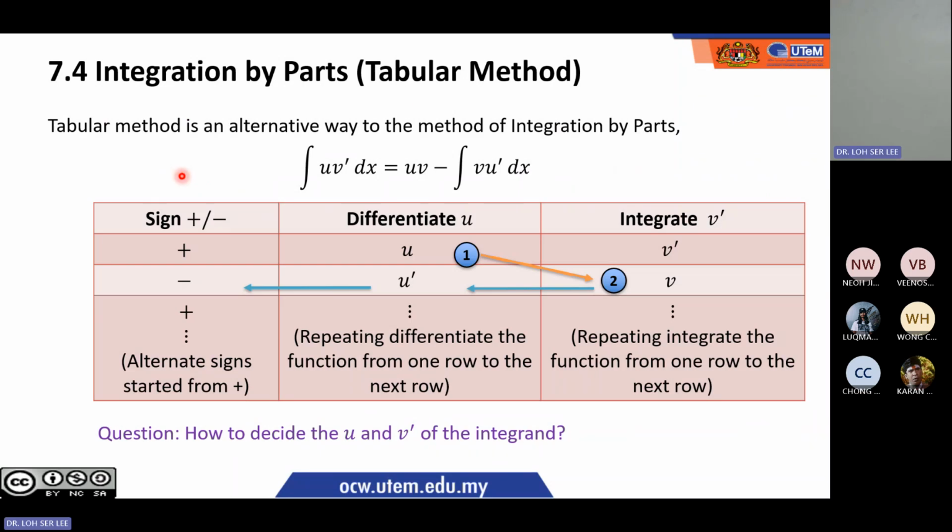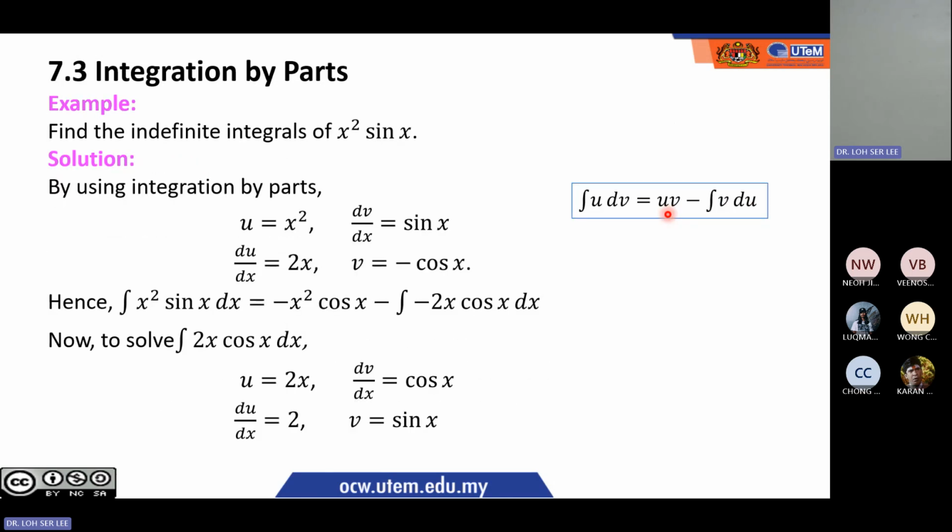Now, we want to introduce an alternative way, where you can use the tabular method to replace integration by parts. So this is the way: you need to have a table. We will identify which one will be u, which one will be v prime. How to choose u and v prime? It is the same as how you choose for this. Polynomial will be u, sine function will be v prime.